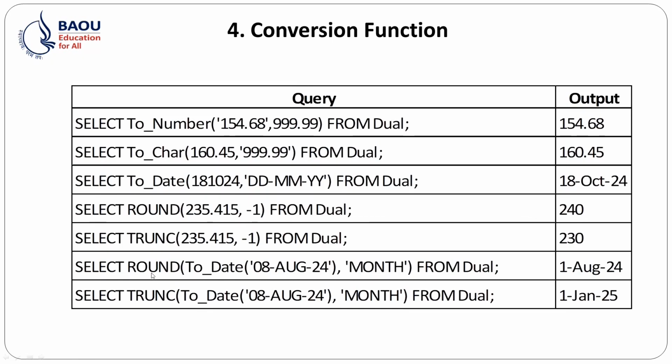Now the ROUND function is used to display the date in this format. Now TRUNC is used to display the date truncated to the month. It is 1st Jan 25.